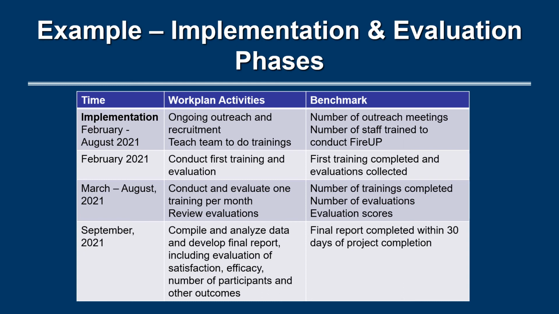In the third horizontal row, under time, we have written March through August 2021. Under work plan activities, it says conduct and evaluate 1 training per month, review evaluations. Under benchmark, it says number of trainings completed, number of evaluations, and evaluation scores. In the fourth and final horizontal row, under time, we have written September 2021. Under work plan activities, it says compile and analyze data and develop final report, including evaluation of satisfaction, efficacy, number of participants, and other outcomes. Under benchmark, it says final report completed within 30 days of project completion.